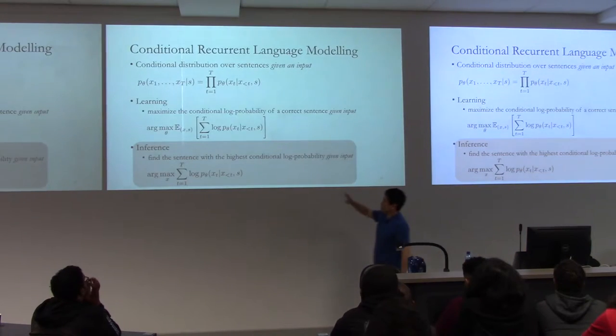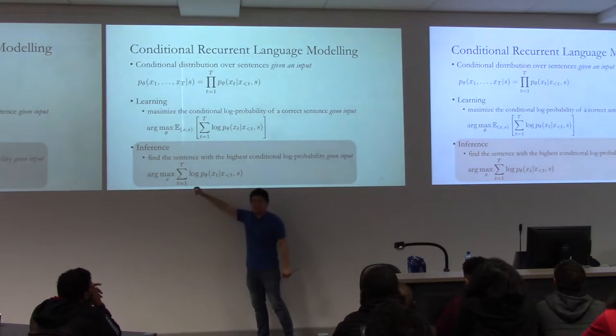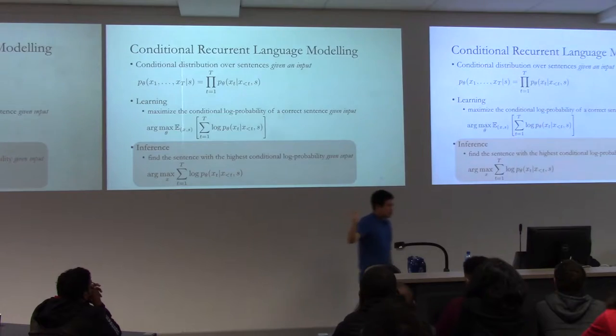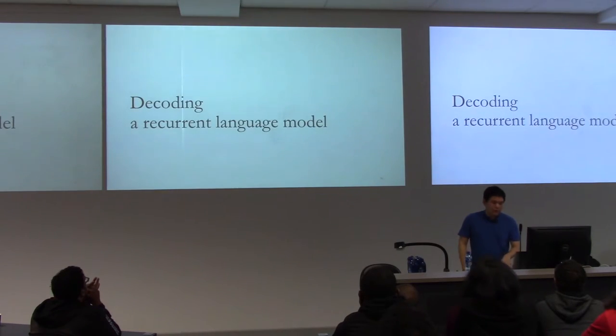In the case of translation, you're given some source sentence and then the target. The inference, or the translation generation process, is to find a sentence that has the highest conditional log probability given the source sentence. And then we call it the decoding problem.